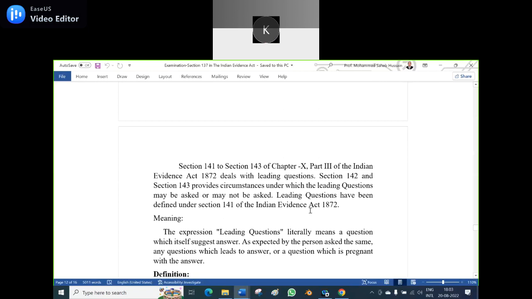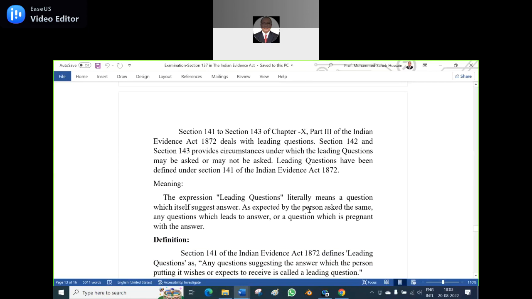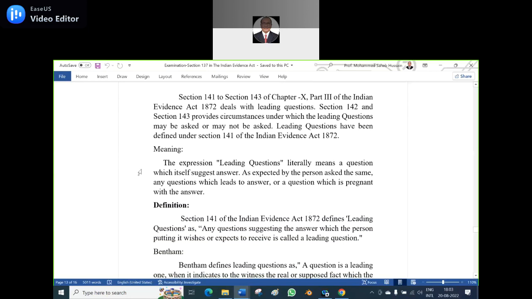Section 141 to Section 143 of Chapter 10, Part 3 of the Indian Evidence Act 1872 deals with leading questions. Section 142 and Section 143 provide the circumstances under which a leading question may or may not be asked. Leading questions have been defined under Section 141 of the Indian Evidence Act 1872. Can anyone read the meaning? Unmute and read loudly.